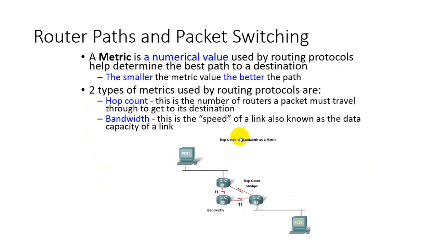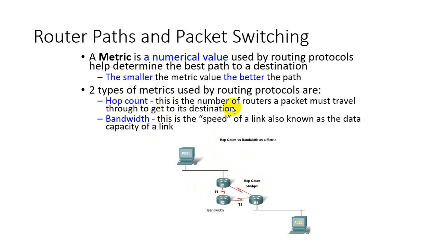A metric is a numerical value used by routing protocols to help determine the best path to a destination. The smaller the metric value, the better the path. Two types of metric used by routing protocols are hop count, so R1 to R3, or bandwidth. Let's suppose R1 to R2 is 4 Mbps and R1 to R3 is 56 kbps. So this is the bandwidth.